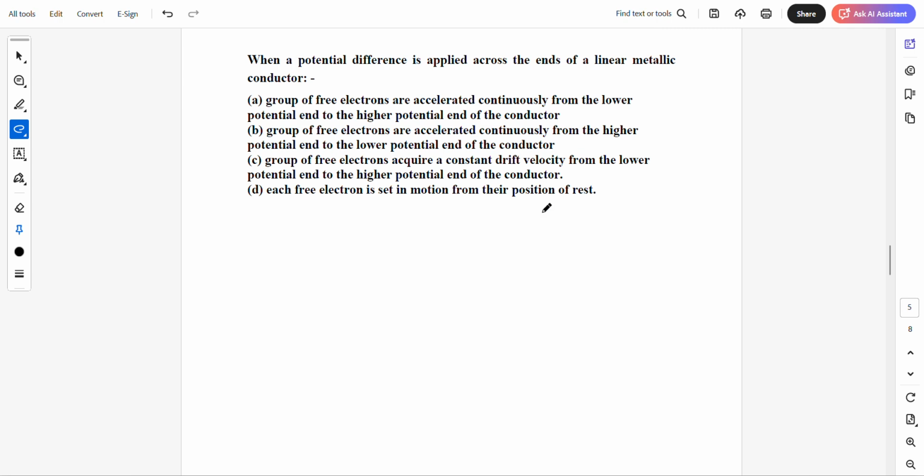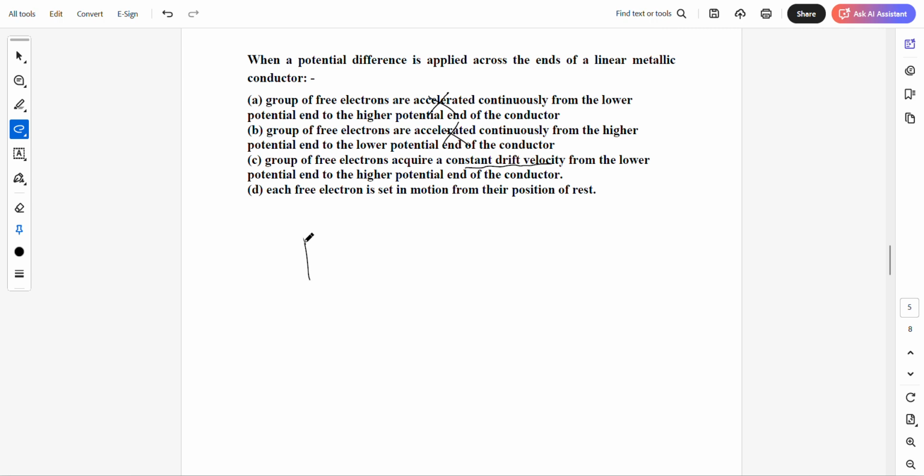In this problem, when a potential difference is applied across the ends of a linear metallic conductor, what happens? Group of free electrons are accelerated? Free electrons never get accelerated, this is wrong. Group of electrons are accelerated continuously? No, this is also not true. Group of electrons acquire a constant drift velocity from the lower potential to the higher potential. Yes, this is the right answer.